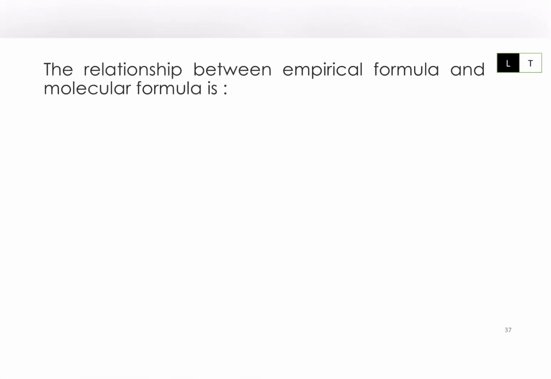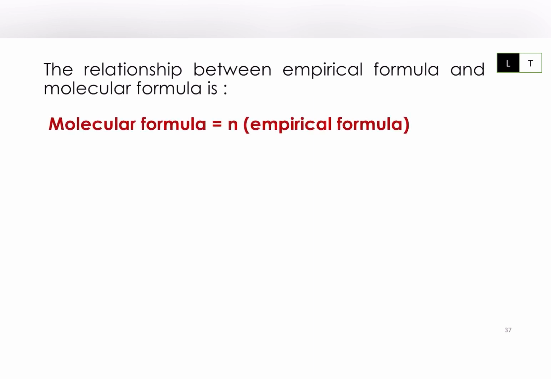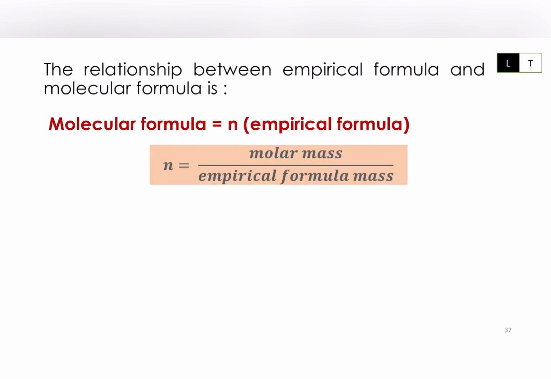There is a specific relationship between empirical formula and molecular formula where, in order to find out the molecular formula, you have to times N with empirical formula. So how to find out N? N is equals to molar mass over empirical formula mass. So once you got the empirical formula, you have to calculate the mass for the formula. This N value is a positive integer. It is not the number of mole. Please be careful when you want to understand this concept.